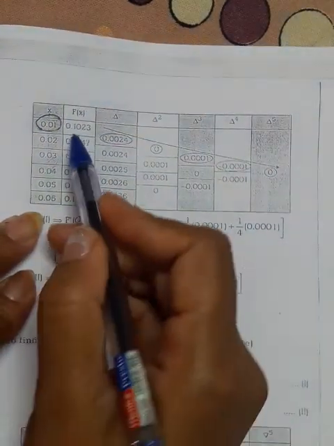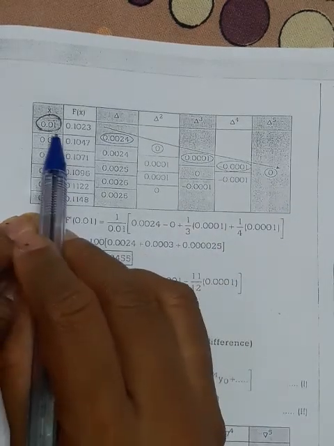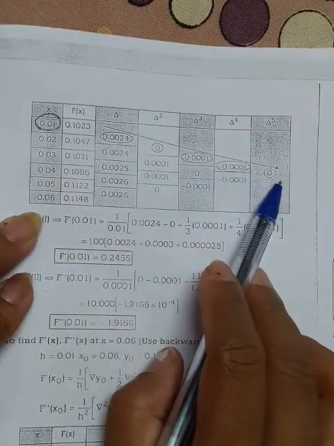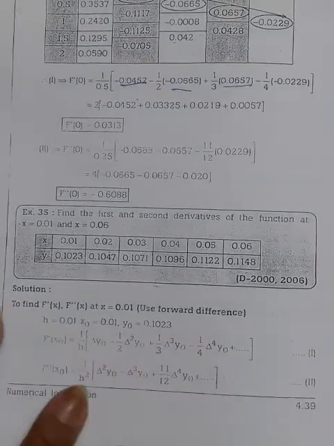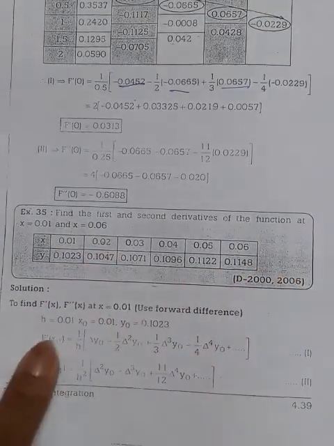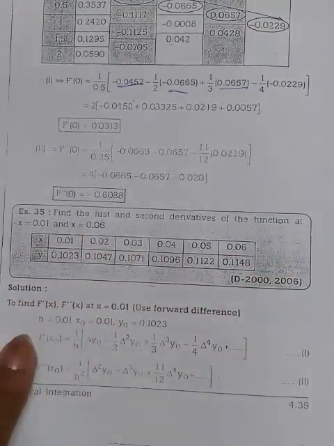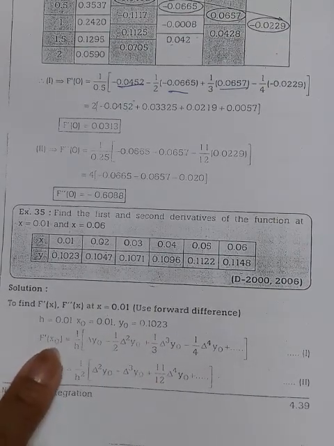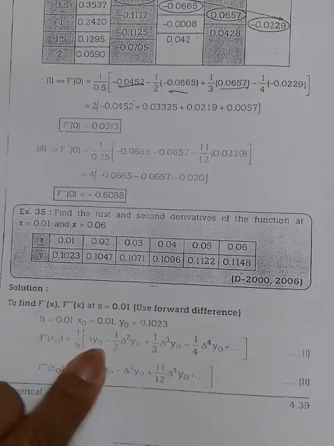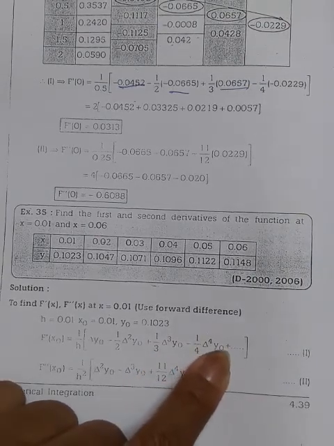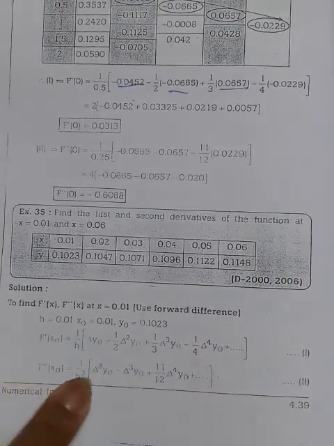Make sure you circle all these numbers; these are all first values. Now first write down the formula. h is obviously the difference between these two x values. This is 0.01, 0.02, a difference of 0.01, that's why h is equal to 0.01. Now the formula is f dash of x naught, the first derivative: 1 upon h, del y naught minus 1 by 2 del square y naught plus 1 by 3 del cube y naught minus 1 by 4 del raised to 4 y naught plus, and so on. And for the double derivative, this is the formula.